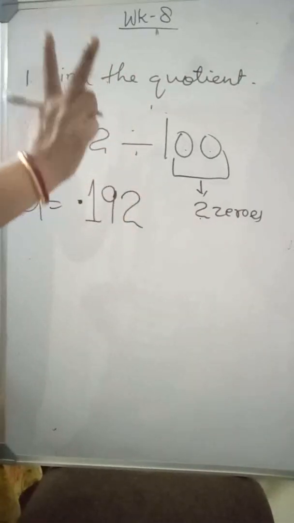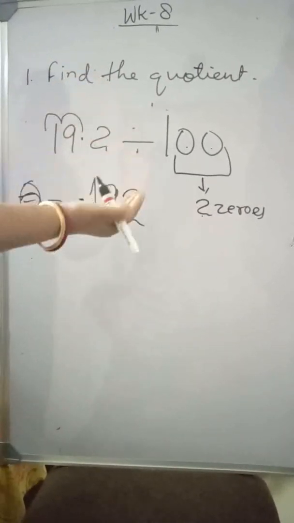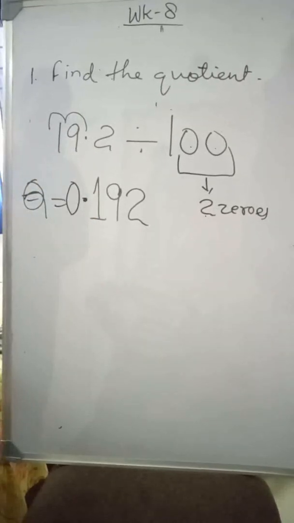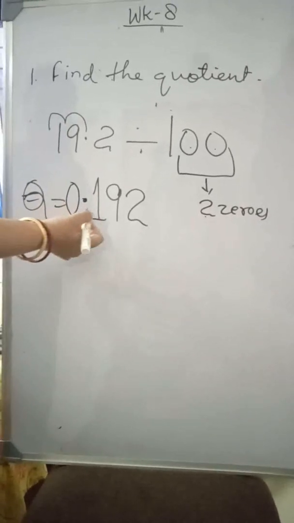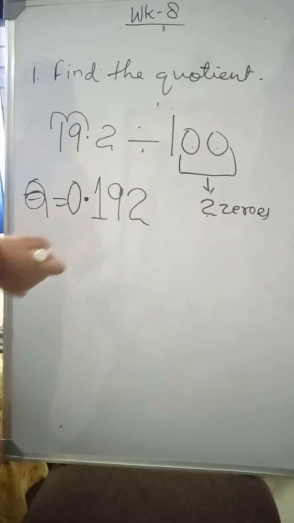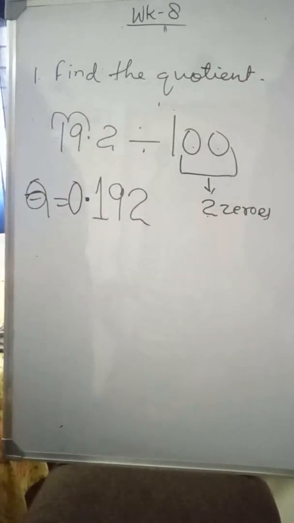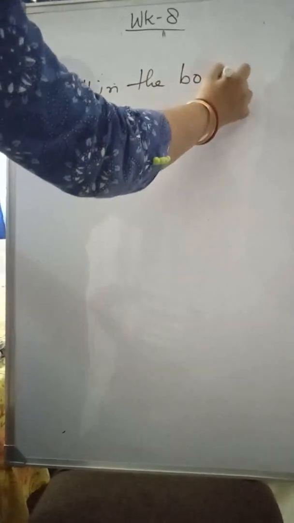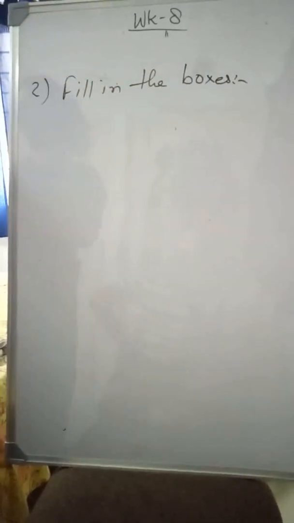Since there are no digits in the whole number part. In a decimal number there are 2 parts, the whole number part and the decimal part. So in the whole number part nothing is there. I will fill this blank space with 0. The answer is 0.192. So in this way, children, you have to solve question number 1. Now come to question number 2. In question number 2, you have to fill in the boxes. This is fill in the blanks, children, right?